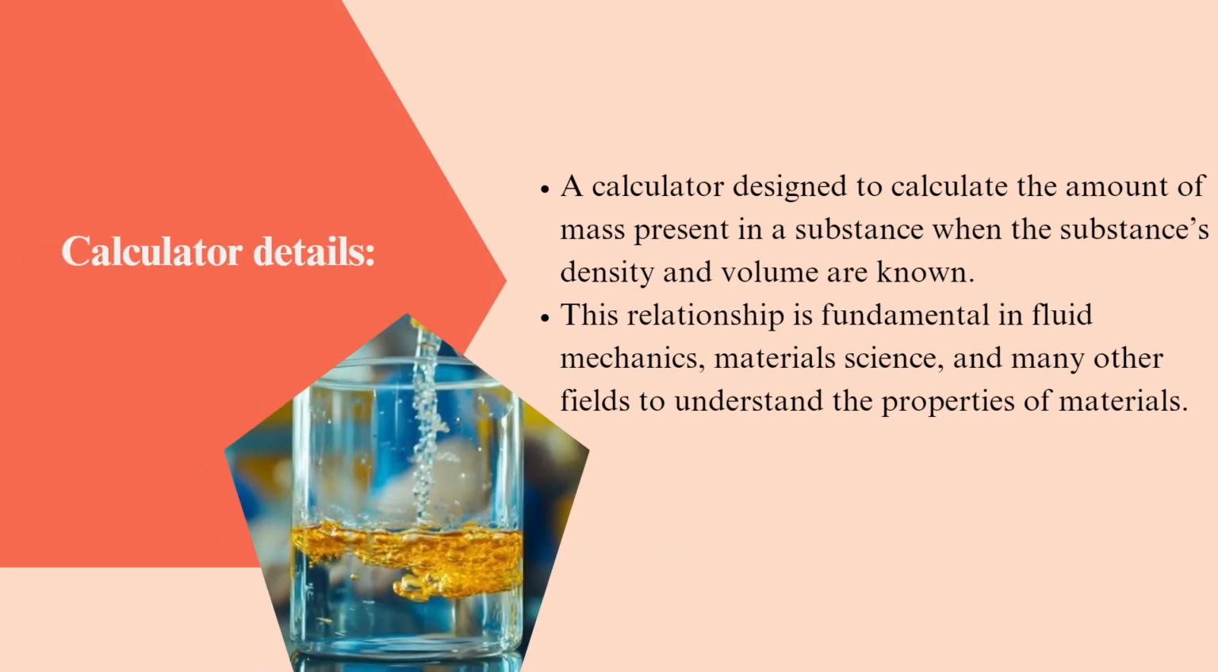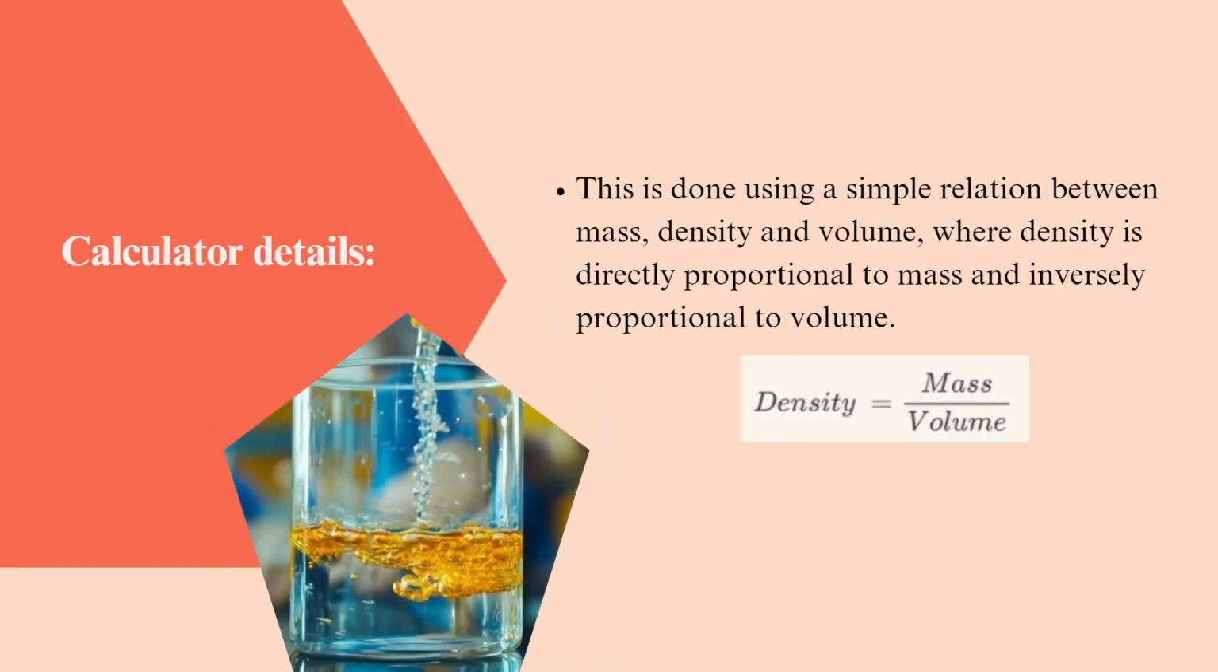Calculator details. A calculator designed to calculate the amount of mass present in a substance when the substance density and volume are known. This relation is fundamental in fluid mechanics, material science, and many other fields to understand the properties of materials. This is done using a simple relation between mass, density, and volume, where density is directly proportional to mass and inversely proportional to volume.